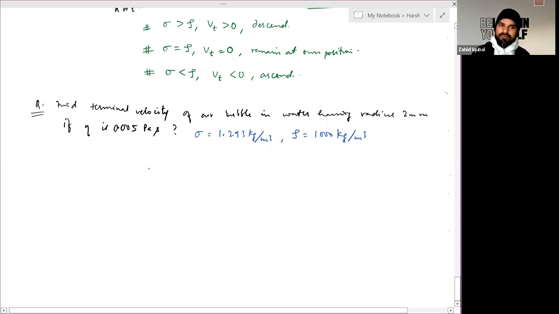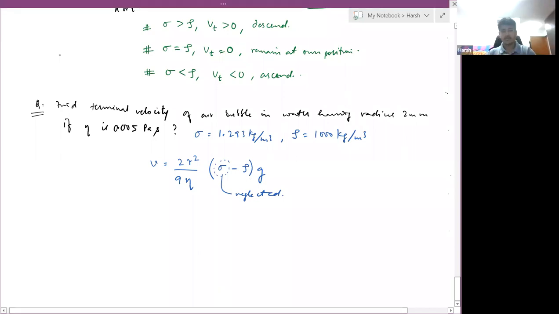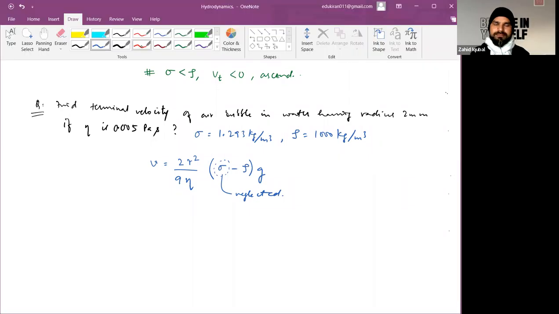So according to the above formula, velocity equals 2 times r square by 9 times eta, bracket, sigma minus rho, times gravity. Since sigma is very small as compared to rho, we may neglect this particular expression. Put the values and simplify it. Take the gravity to be 10.